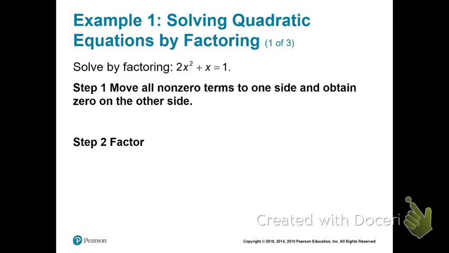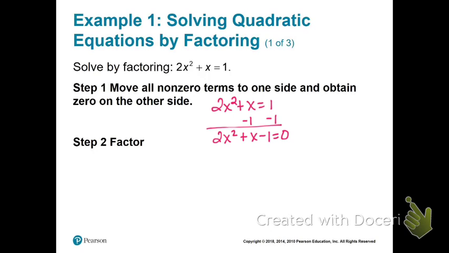It says we're going to solve by factoring. So remember, our first step is to make sure it's set equal to 0, correct? So let's do that. How am I going to set 2x squared plus x equals 1 where it's equal to 0? Yeah, so we got 2x squared plus x equals 1. So move the 1 over. And so 2x squared plus x minus 1 equals 0.